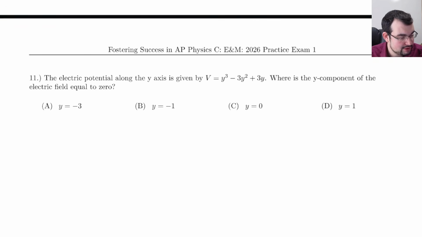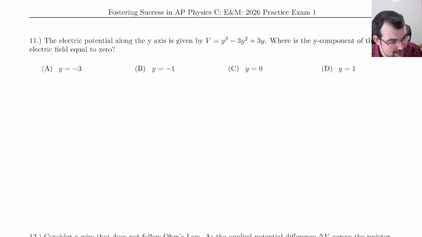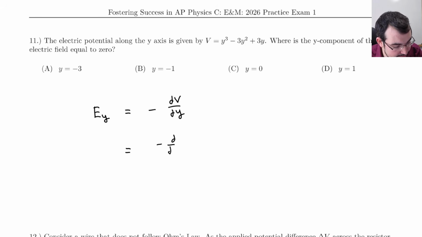The electric potential along the y-axis is given by this function. Where is the y component of the E field equal to 0? Well, we know that E field and potential are related, so E points downhill. The y component of the electric field is equal to the downhill slope of the potential function.